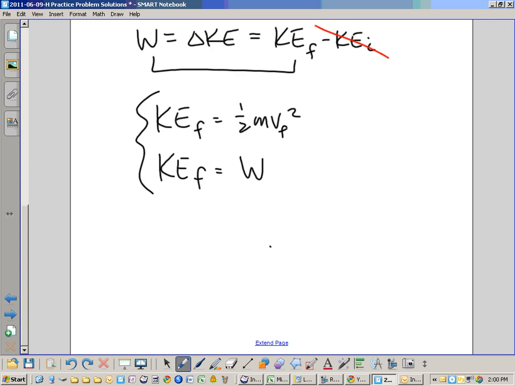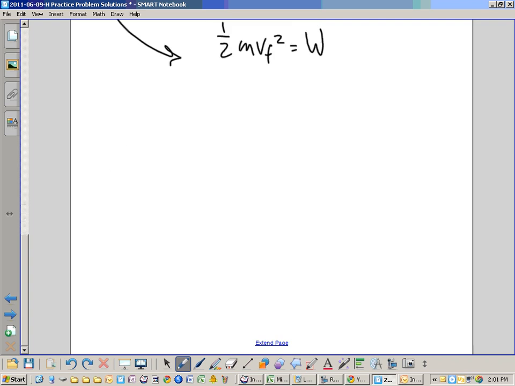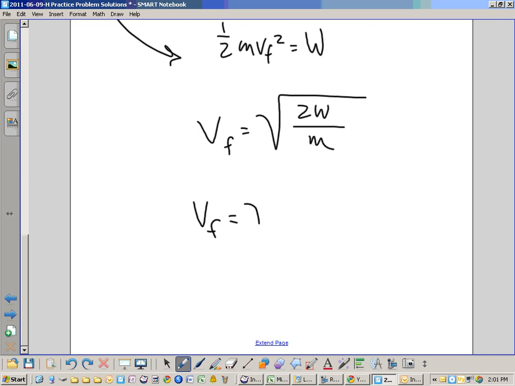So 1 half m v final squared is equal to work. That means that velocity final is going to be equal to the square root of 2 times work over mass. That's just one that you will be familiar with the more you practice. So the square root of 300 joules over mass of 6 kilograms.